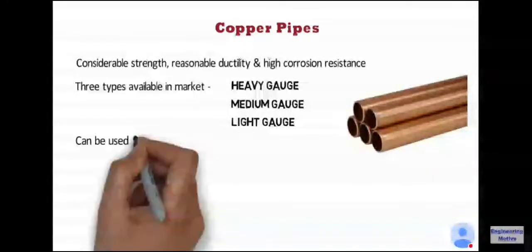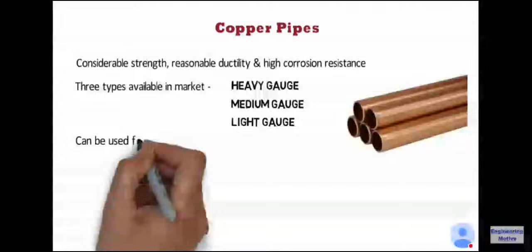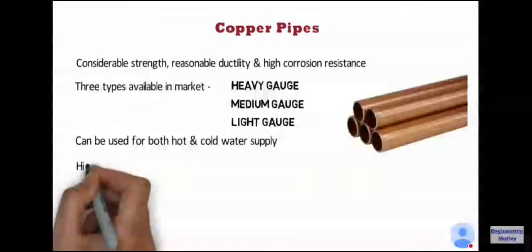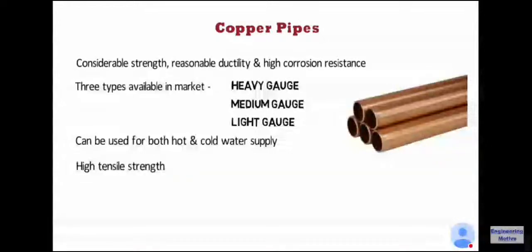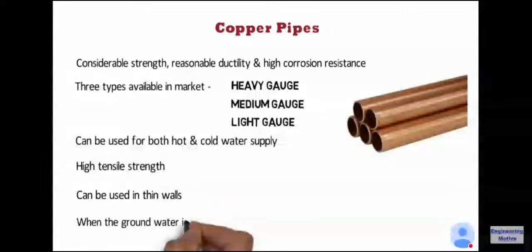Copper pipes can be used for both hot and cold water supply. They have high tensile strength and can therefore have thin walls and they can be bent easily. These pipes can be used in thin walls. When the groundwater is highly corrosive to metals, then copper pipes are used.